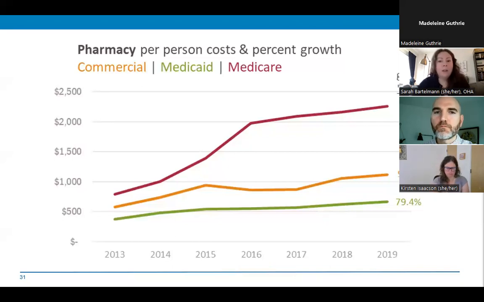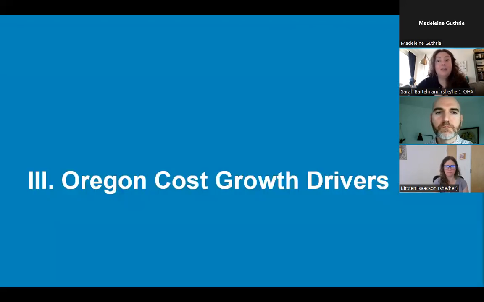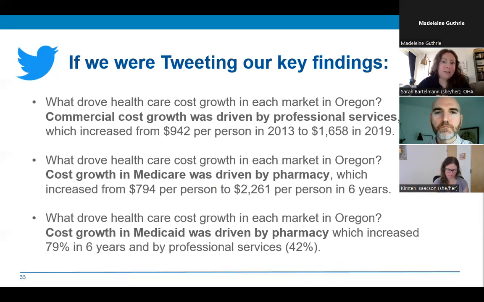And we're kind of rolling it up. I don't see any questions about this section, so let's keep going to the third chapter. As I said, this is the chapter that's going to put all of this data together and look at the cost growth drivers specifically for each market.